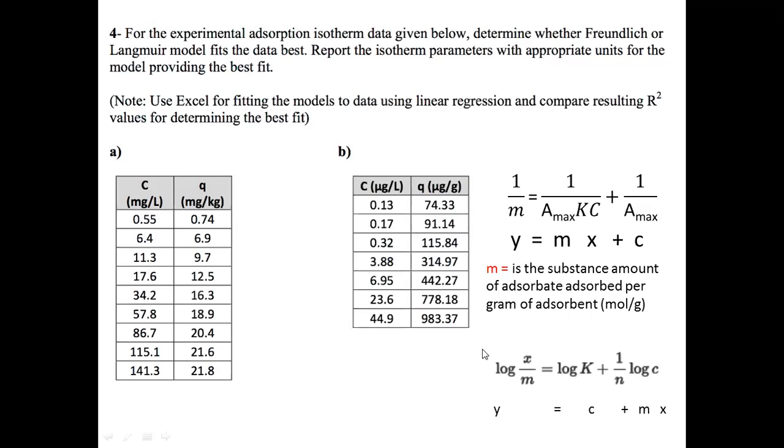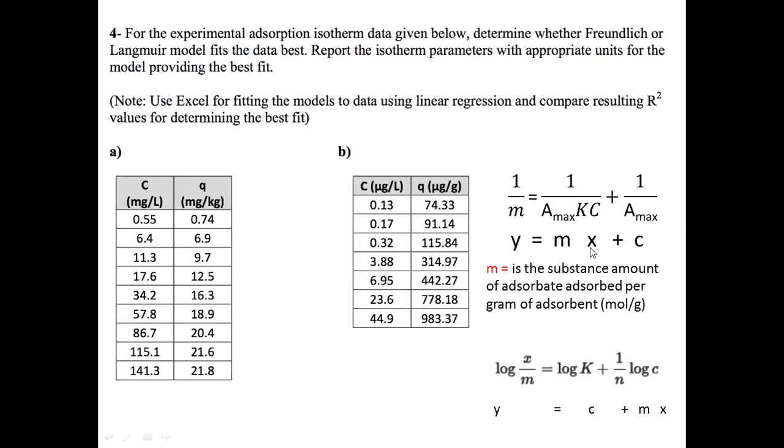And the second one is the Freundlich adsorption isotherm. Here you should plot 1 over m versus 1 over c, because y is 1 over m and x is 1 over c. And for the Freundlich adsorption, you must use log x over m versus log c, and then you will decide which is the perfect adsorption isotherm for a particular data set.